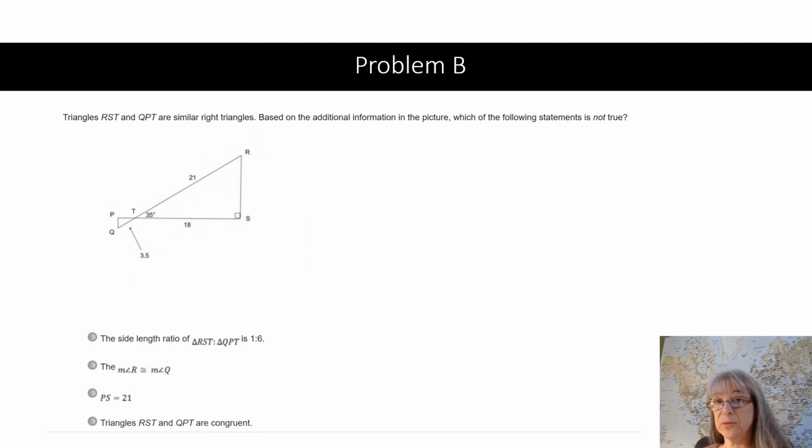And slightly out of order, but nonetheless a triangle similarity problem. So it says that RST is similar to QPT based on the additional information in the picture. Which of the following statements are true?